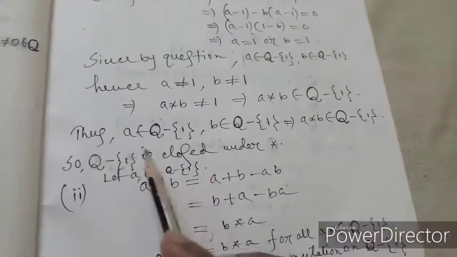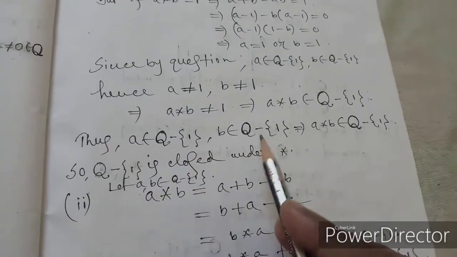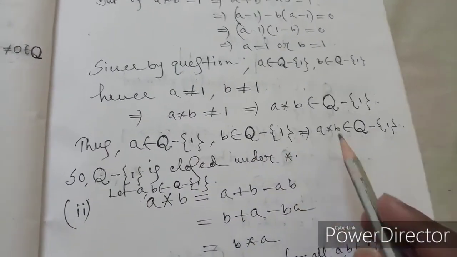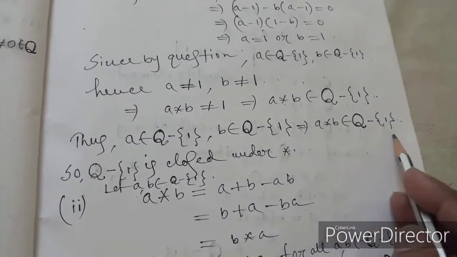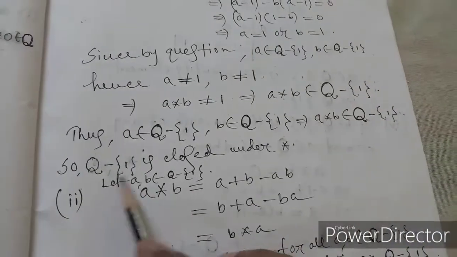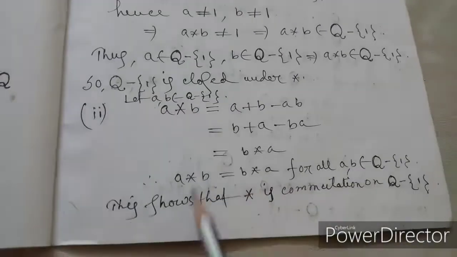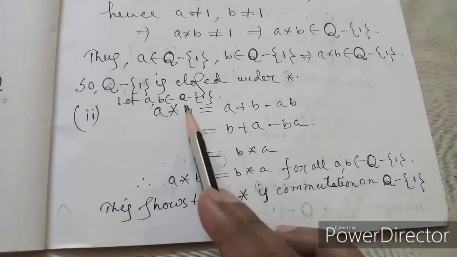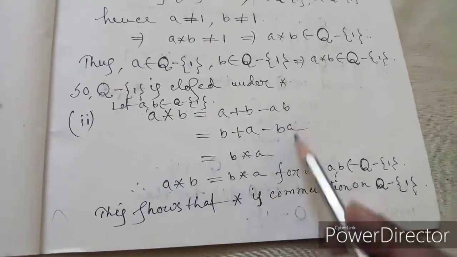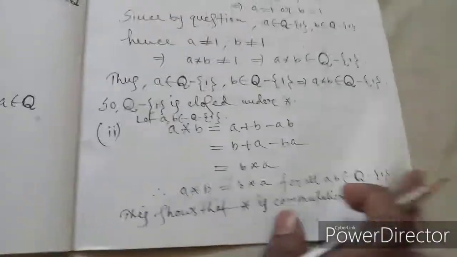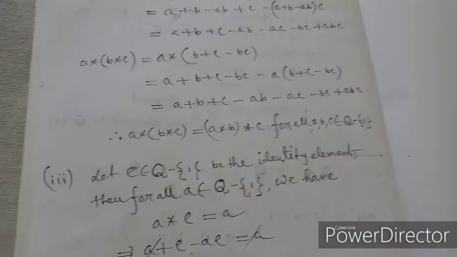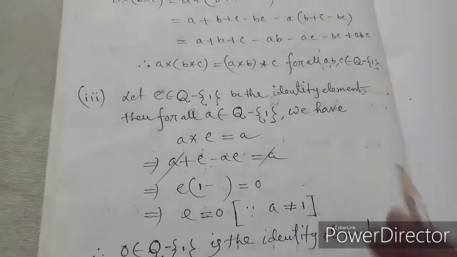Therefore, A belongs to Q minus 1 and B belongs to Q minus 1, so A star B belongs to Q minus 1. So Q minus 1 is closed under star. Now for the commutative part, obviously, let A, B belong to Q minus 1. A star B equals this, and that is equal to B star A, obviously. And similarly for the associative part, we can check it. And similarly for the identity element.